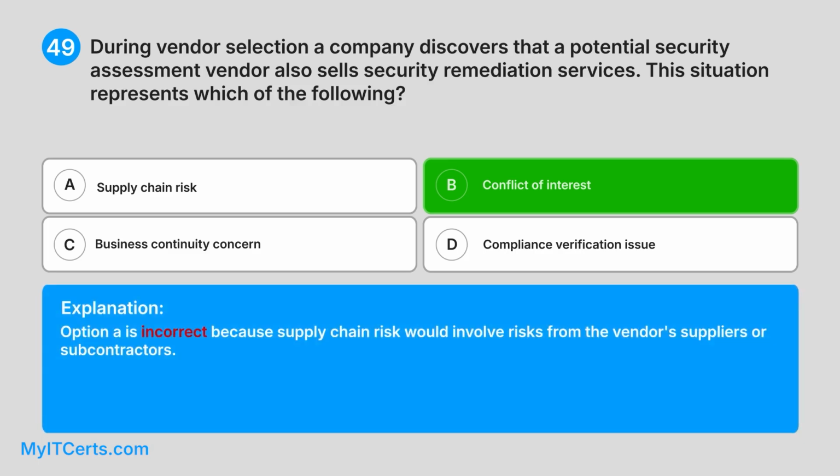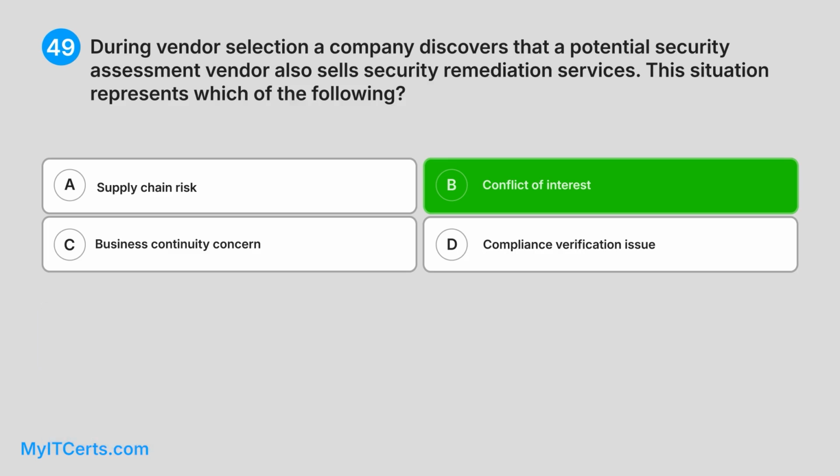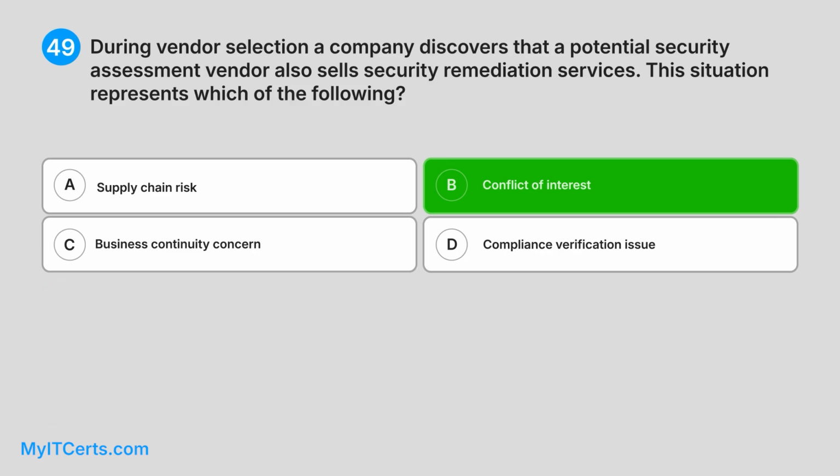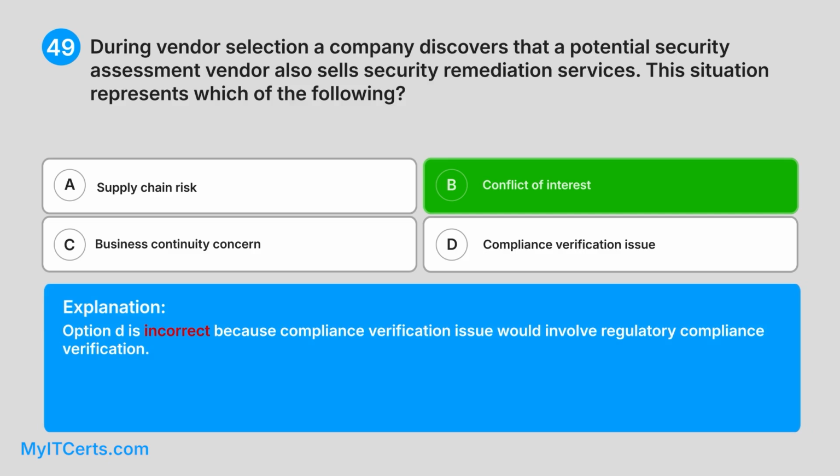Option A is incorrect because supply chain risk would involve risks from the vendor's suppliers or subcontractors. Option C is incorrect because business continuity concern would involve the vendor's ability to provide continuous service. Option D is incorrect because compliance verification issue would involve regulatory compliance verification.